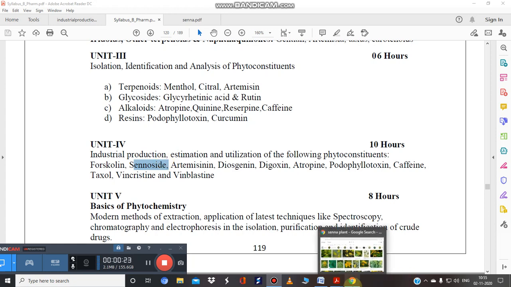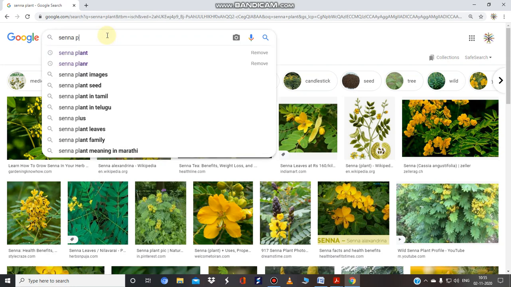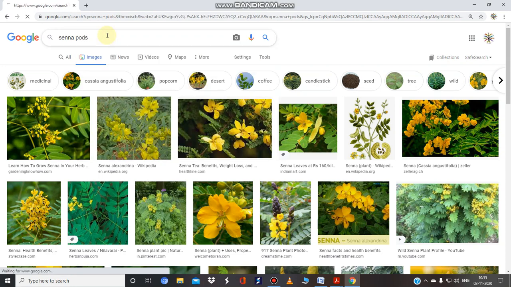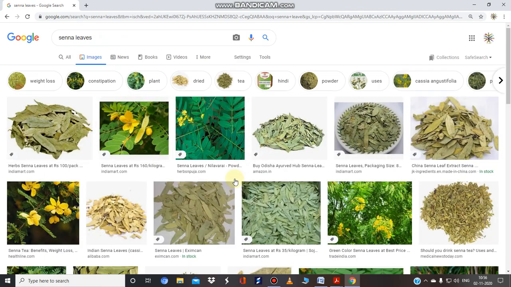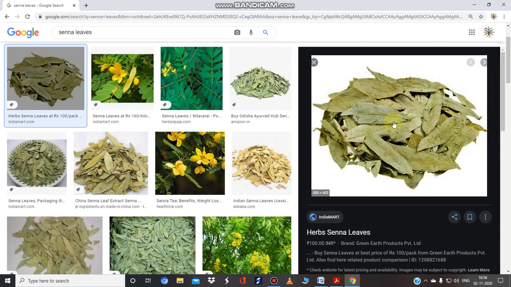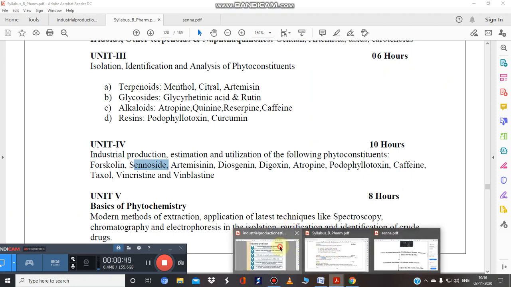And I hope you remember about this plant. Yes, senna. Indian senna, Alexandrian senna, Cassia angustifolia and Cassia acutifolia. And very commonly pods are generally used, and we are also using the senna leaves. Okay, so I hope you now have an idea about this plant. This is the senna leaf, this is the dried leaf. So let's start this plant, that is the senna.